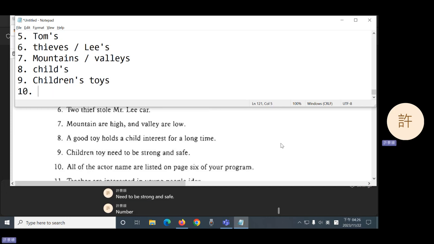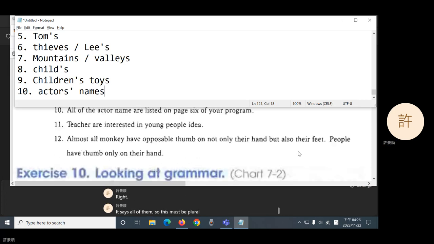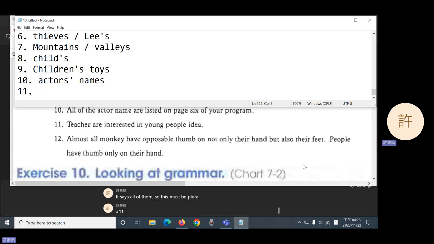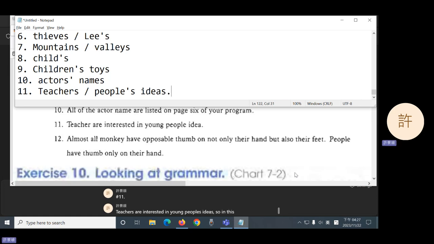Number 10, all of the actors' names are listed on page 6 of your program. Right, it says all of them, so this must be plural. Number 11, teachers are interested in young people's ideas. So in this case, people is the plural of person. So ideas must also be plural.